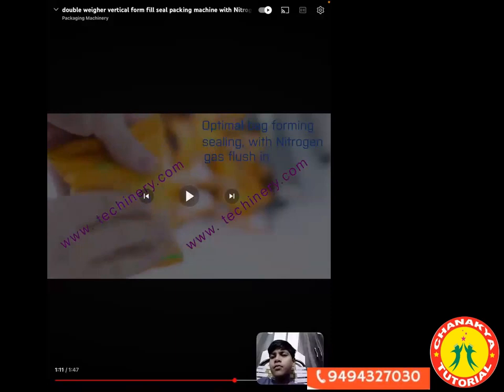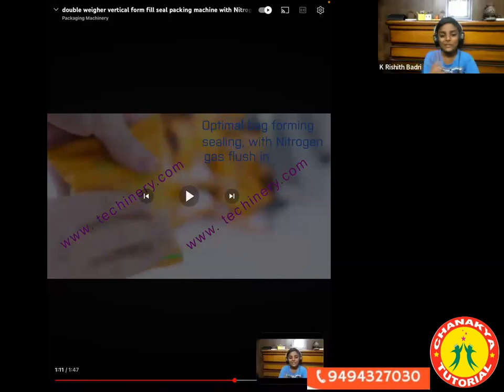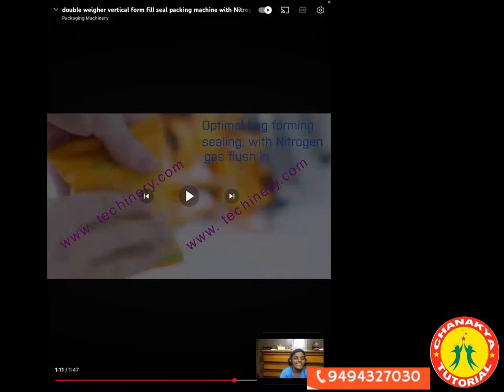You might have seen it in chips packets also, right? If you get a 5 rupees packet, inside only air will be there. Only 2 or 3 chips maximum are there. Teacher, they make us foolish. Yes, they keep this much of chips and this much of nitrogen.